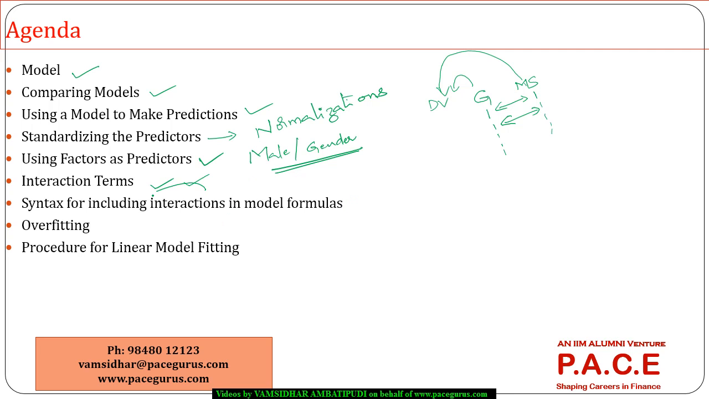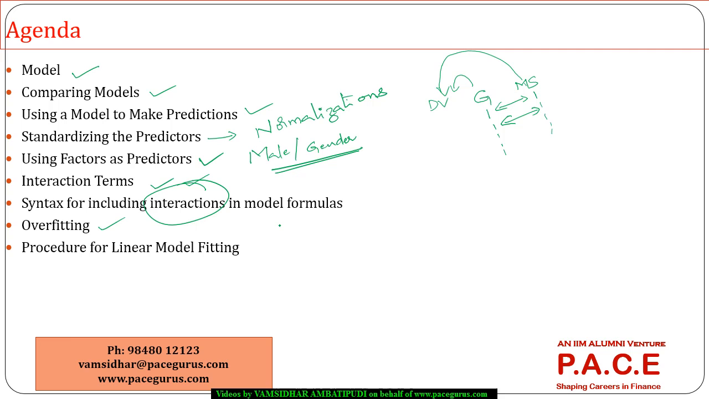And how do I really take care of interactions when I am bringing in the formulas in the multiple regression exercise? What do I mean by overfitting? When I'm trying to fit a multiple linear regression model, in that context, what do I really mean by overfitting, and how do I overcome the problem of overfitting?